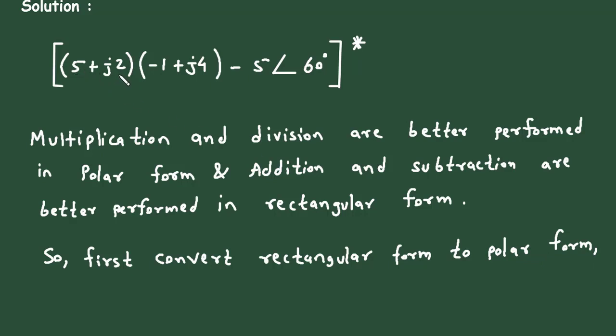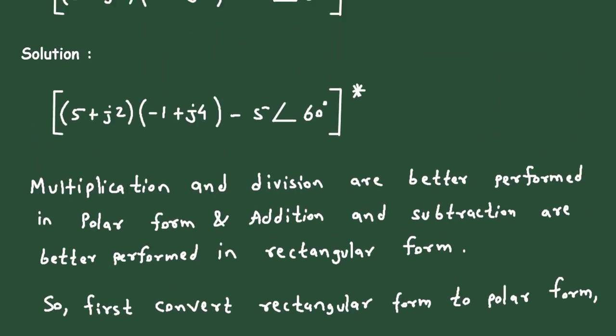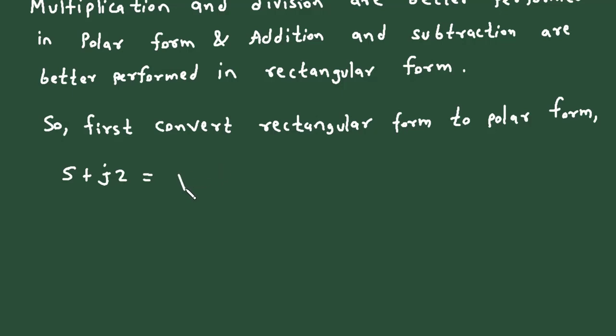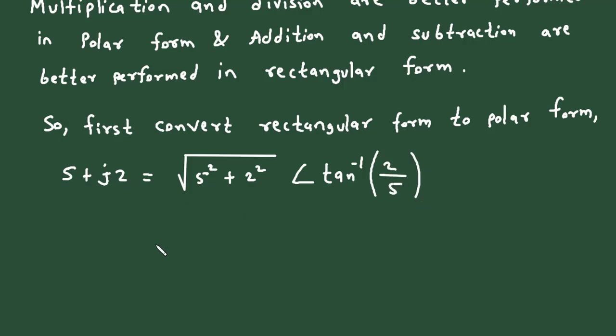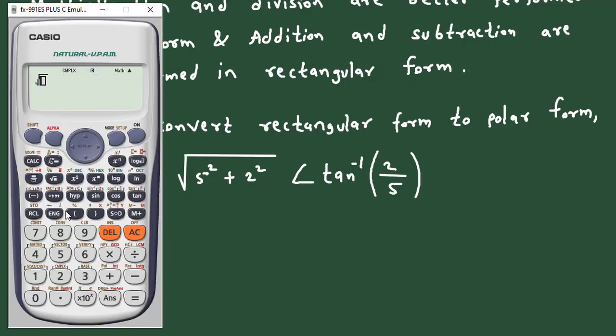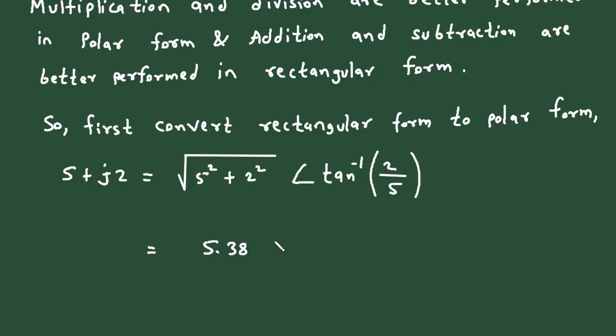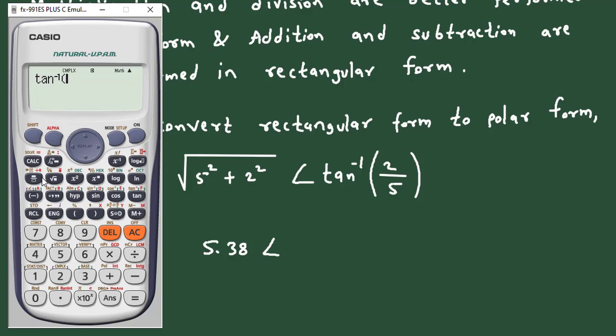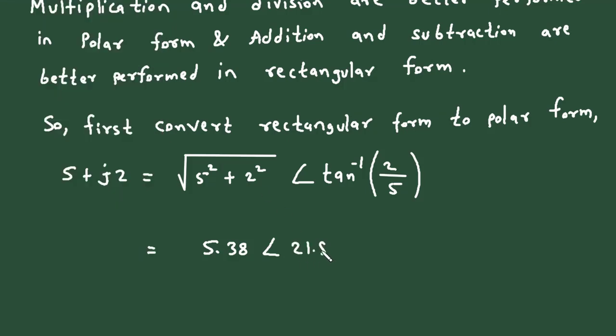So let's convert this 5 plus j2. Currently it is in rectangular form. In polar form, this will be under root of 5 square plus 2 square at an angle tan inverse of 2 by 5. Under root of 5 square plus 2 square is 5.38 at an angle tan inverse of 2 by 5, which is 21.80 degree.